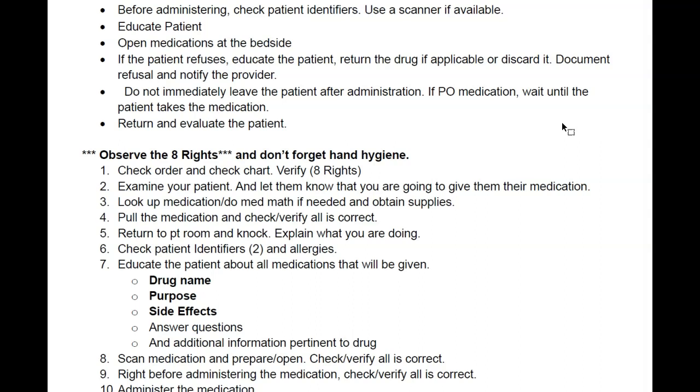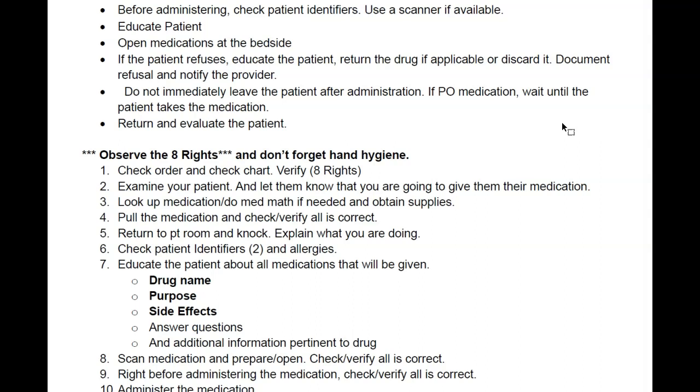Before you even give anything, right, check patient identifiers and allergies. Check their name and date of birth. Not only ask them, but look at the armband. In some facilities, you'll have the scanners. So scan them and ask them to verify, especially if they're verbal. And in addition to that, make sure you're checking for allergies.